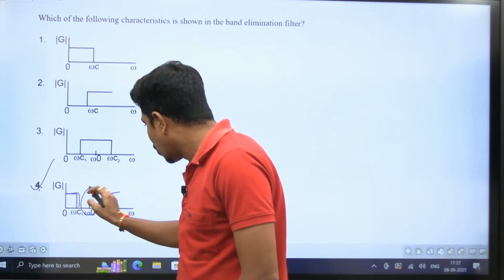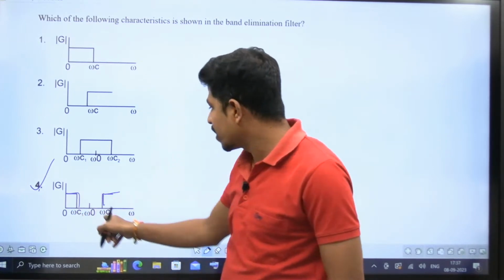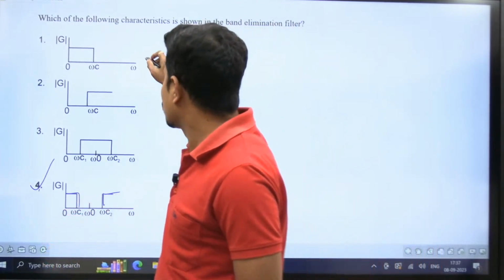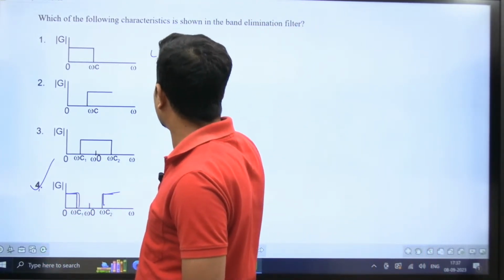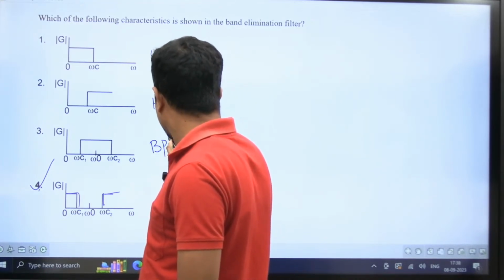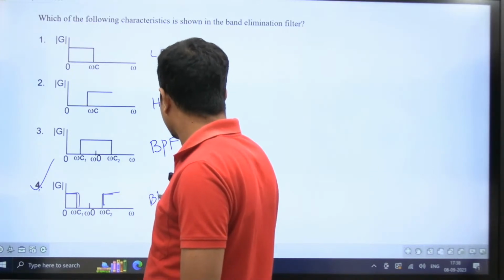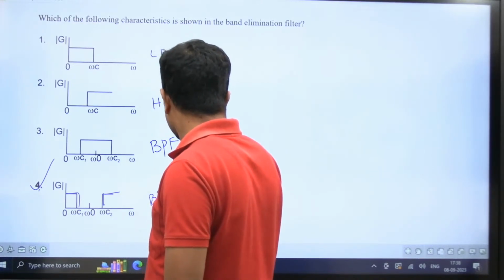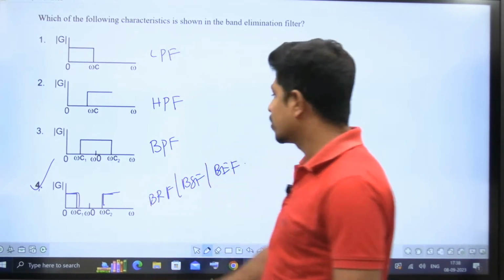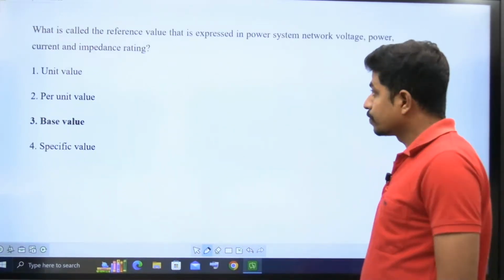Somewhere in the middle, gain is not there. It is stopping some band of frequencies from passing from input to output. I can say that that is a band pass filter. This is a low pass filter. This is a low pass filter. This is a high pass filter. This is a band pass filter. This is a band reject filter, or band stop filter, or band elimination filter. That is the choice for a direct question.